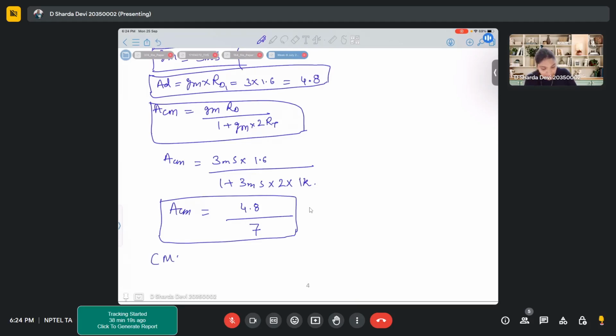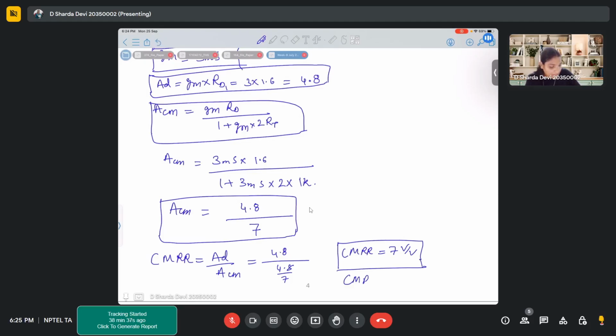Now for CMRR, we have AD by ACM, that is 4.8 by 4.8 by 7. So CMRR is 7 volt by volt. So how much is the CMRR in dBs? Yes, how much is it in dBs?